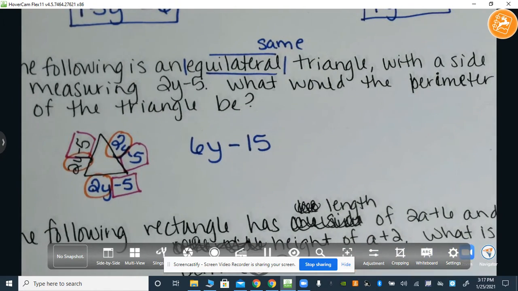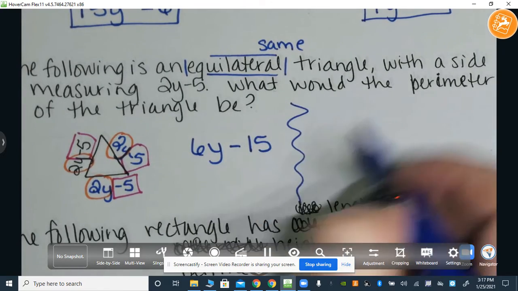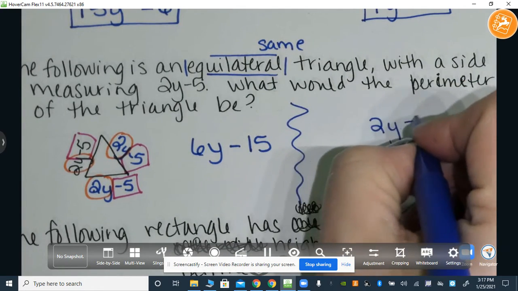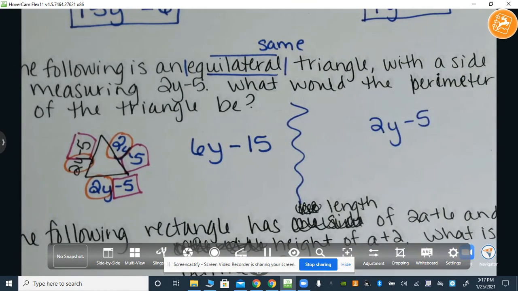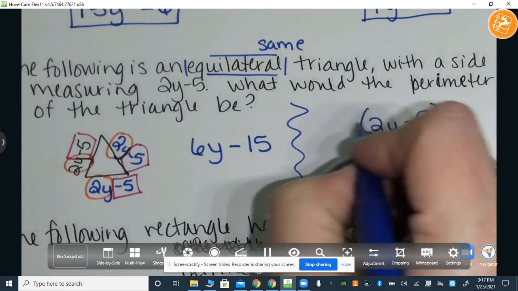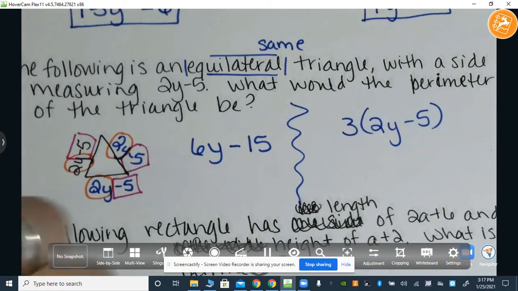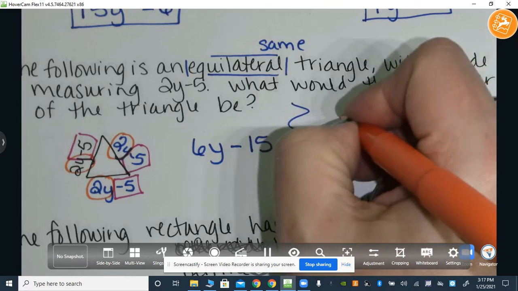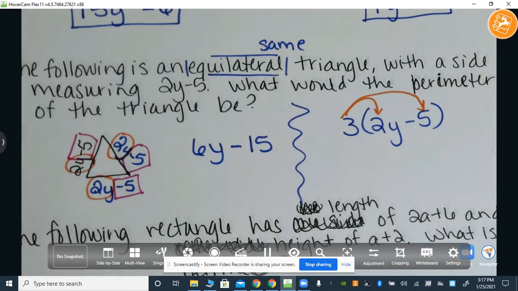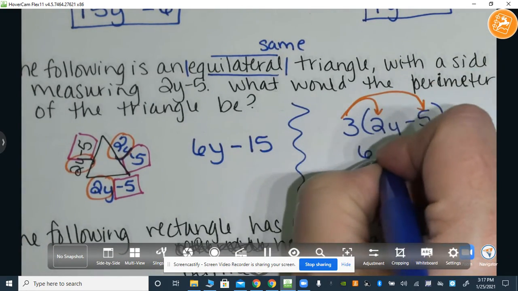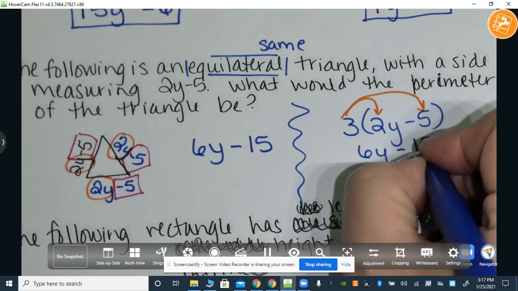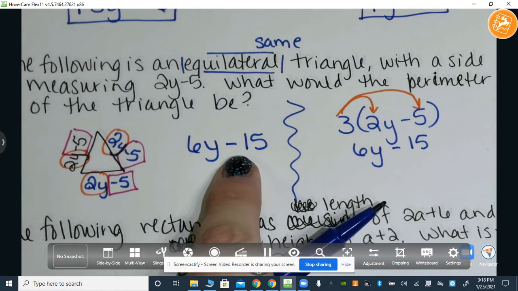Okay? You could have also done it another way. I'm just going to show you. You had 2y minus 5. An equilateral triangle has 3 sides, so you multiply it all by 3. Do the distributive method. That would be 6y minus 15, the same expression.